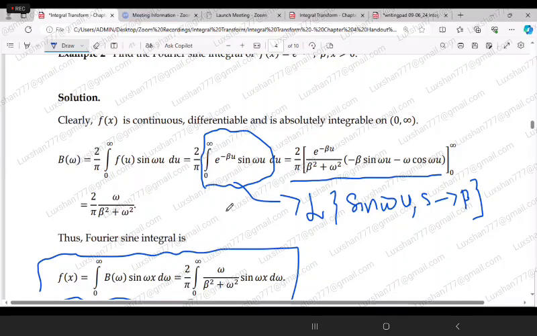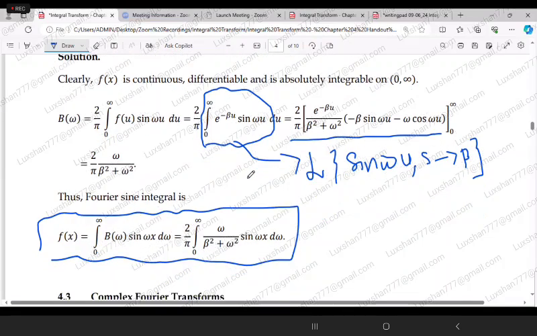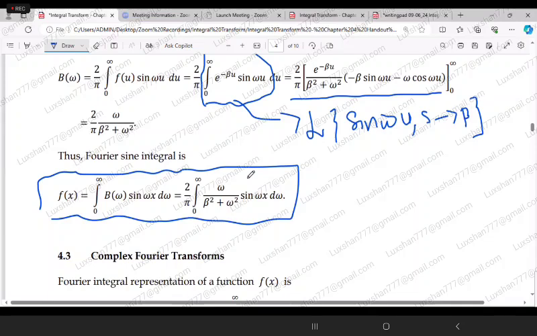Do you understand this, students? Do you understand? Hello, do you understand this one? Tell me whether you understand this.